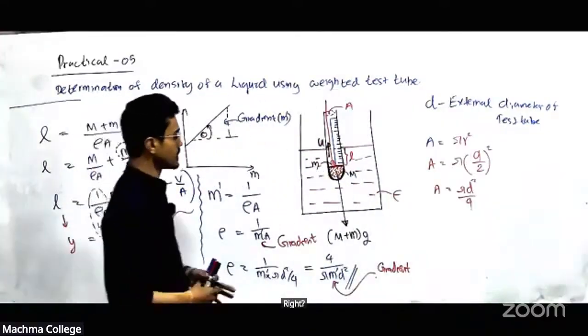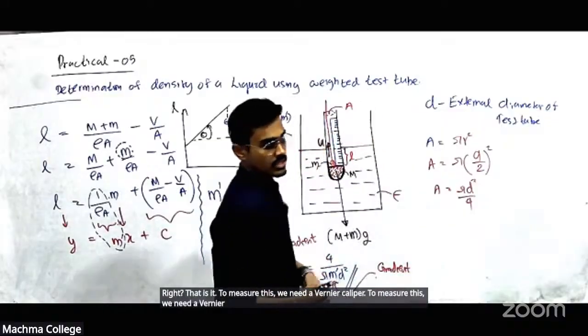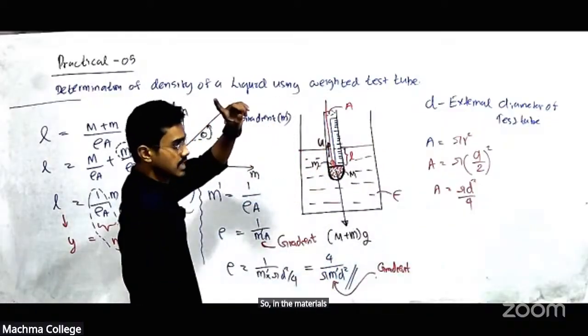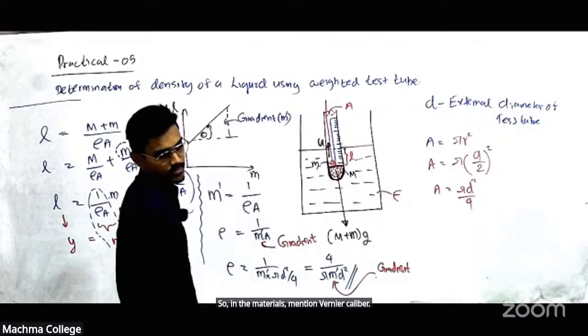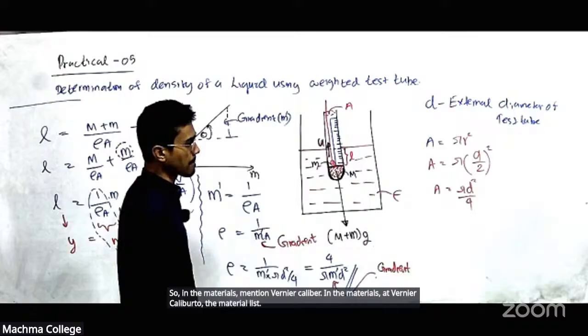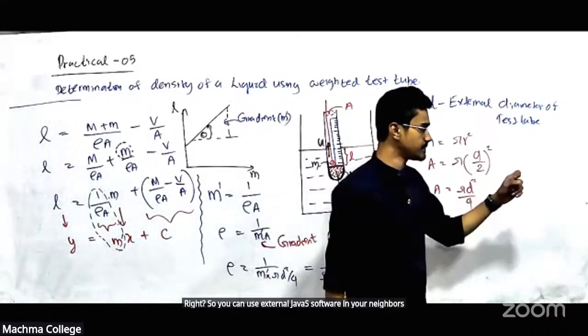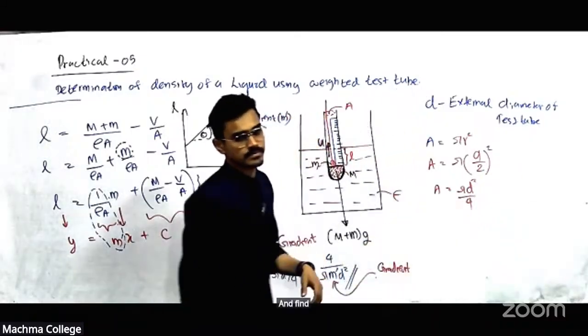That is the end. To measure this, we need a vernier caliper. So in the materials, add vernier caliper to the material list. Right? So you can use the external jaws of the vernier caliper to measure this and find A.